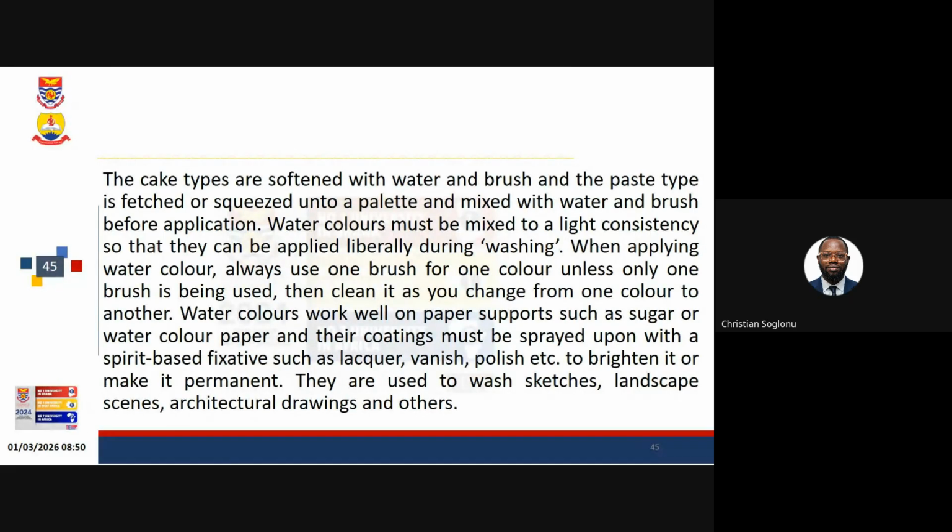So wash is a technique in watercolor. As you see, they are used to wash sketches. So wash is a technique, pen and wash. We call it pen and wash. It's a technique in watercolor painting. So when you are doing watercolor painting, you should be mindful of pen and wash. The technique, so don't forget that.